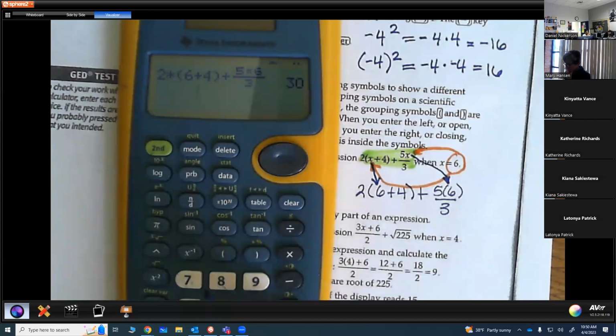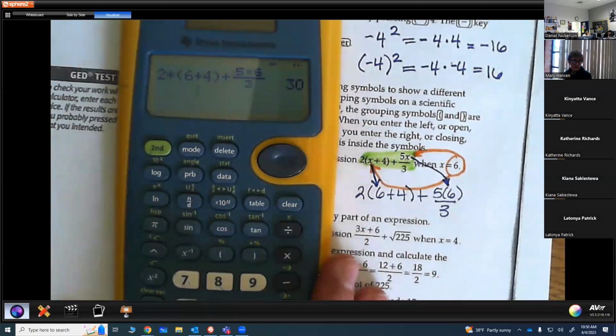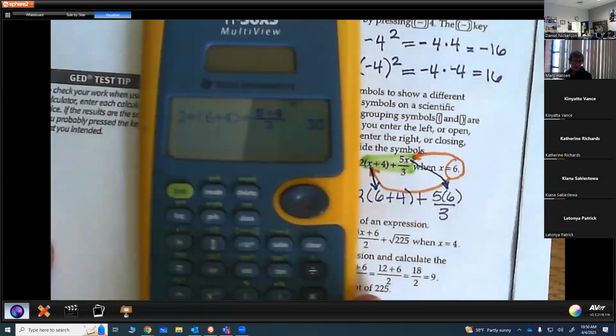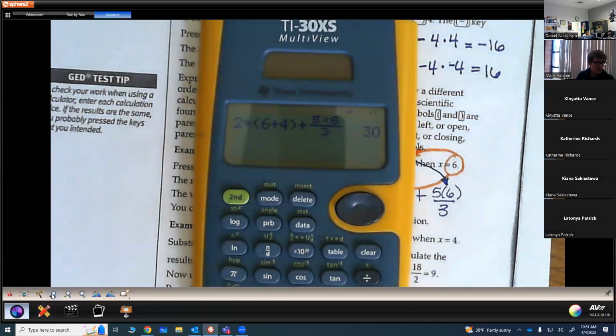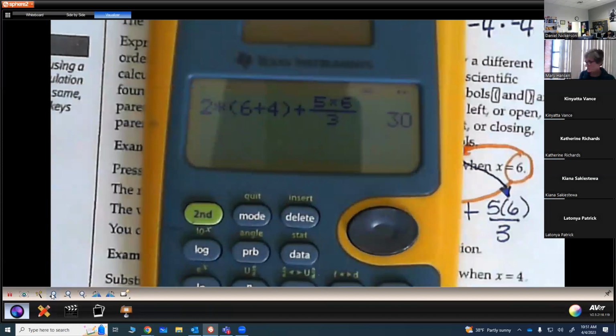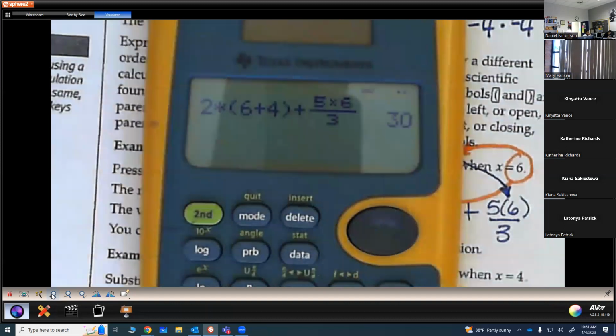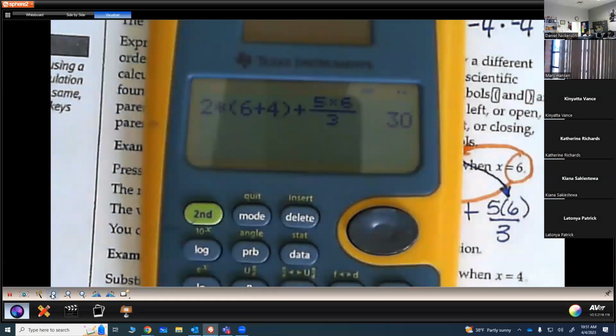So take a minute and enter it like I have it. Make that a little larger. See if you can make your calculator screen look just like mine. And if you're struggling with any of the keys, let me know. Remember the fraction key is 3 keys above the 7. Okay.